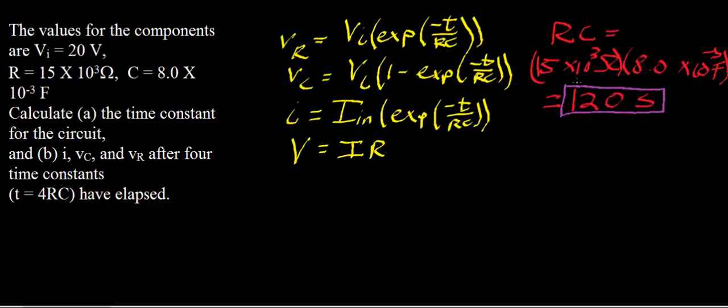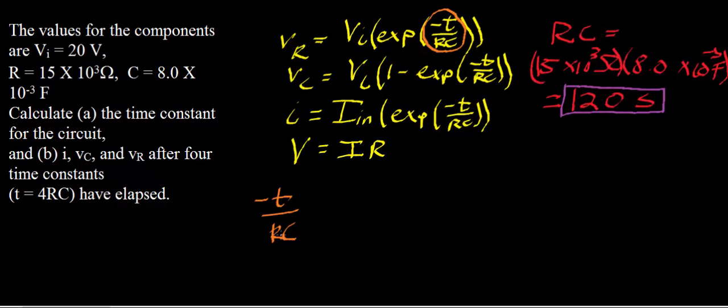Now what we want to do is figure out the instantaneous values for when 4 time constants have elapsed. Notice what appears in every one of these equations for the instantaneous current, the instantaneous voltages, and so forth. We have this term right here, and I'll do this in orange. It's negative t over RC. That's in all of the terms. Since it's in all of them, and I'm going to have to find it, I might as well figure out what that argument of the exponential function is. So let's actually calculate negative t over RC.